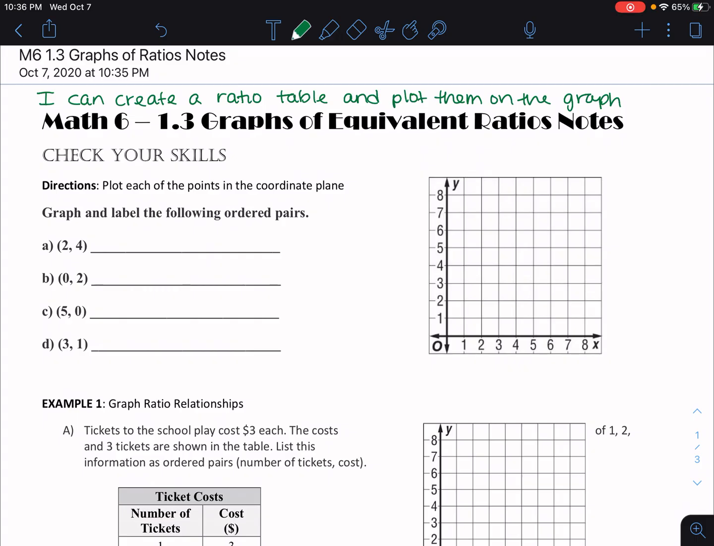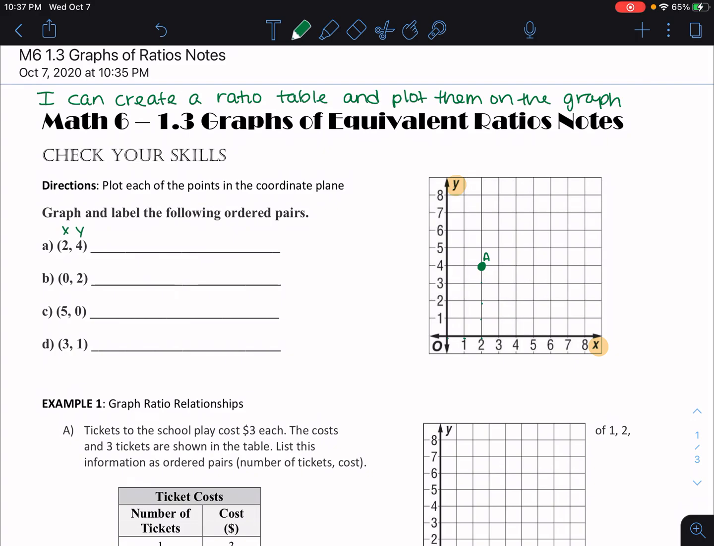For our little check your skills here, it's just a little review of graphing, making sure that we're using X, Y appropriately. So this is the X, this is the Y. So we're going to go left or right first. Okay, here on my graph, here's X, here's Y. So for 2 comma 4, I'm going to go to the right 2, 1, 2, and then up 4, 1, 2, 3, 4. And I'm going to label that point A.